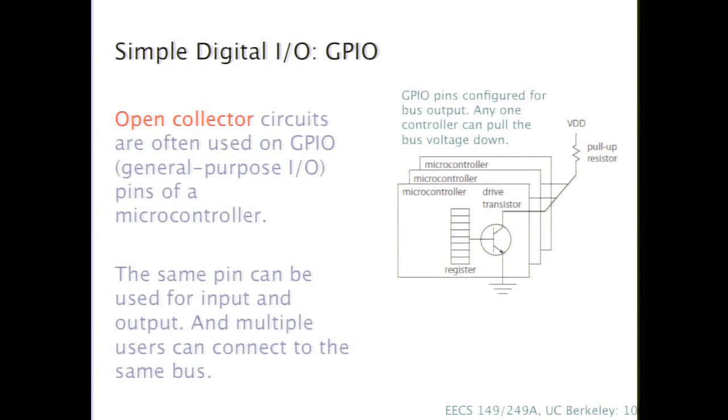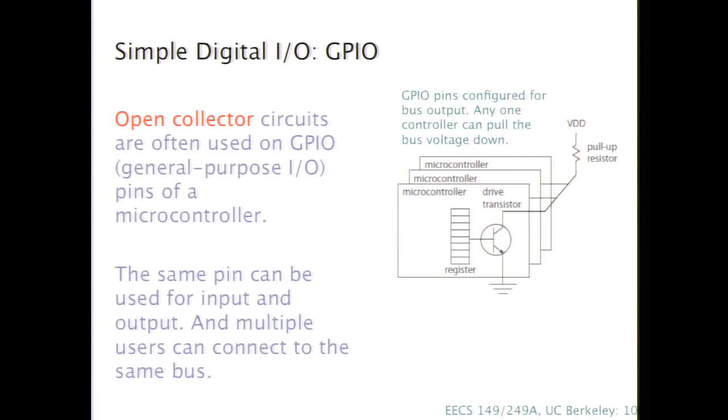If you write a 0 into the memory location, then the transistor turns off. So there's no connection from the pin to ground. And now you externally have a pull-up resistor, which will set the voltage to 5 volts or 3 volts, depending on what your supply voltage is. If there's no current flowing, there's not going to be any voltage drop across the resistor. So the voltage read on the pin will be 5 volts at that point.